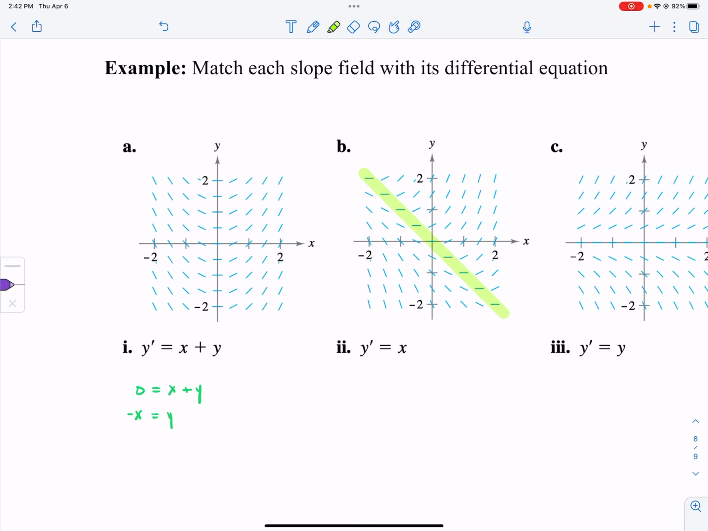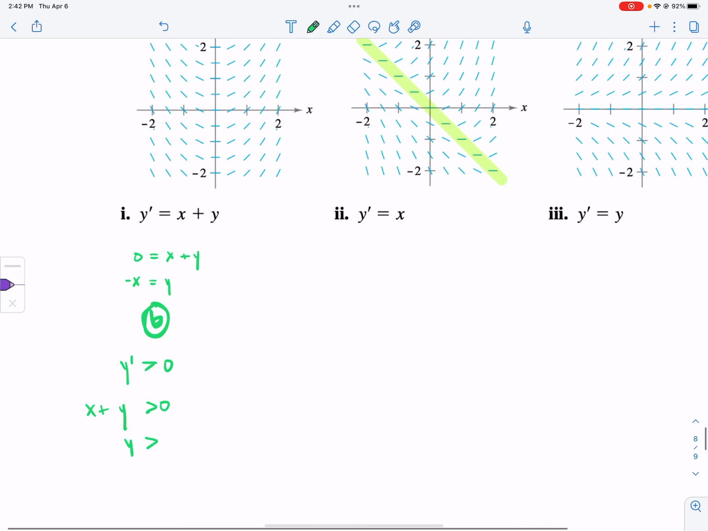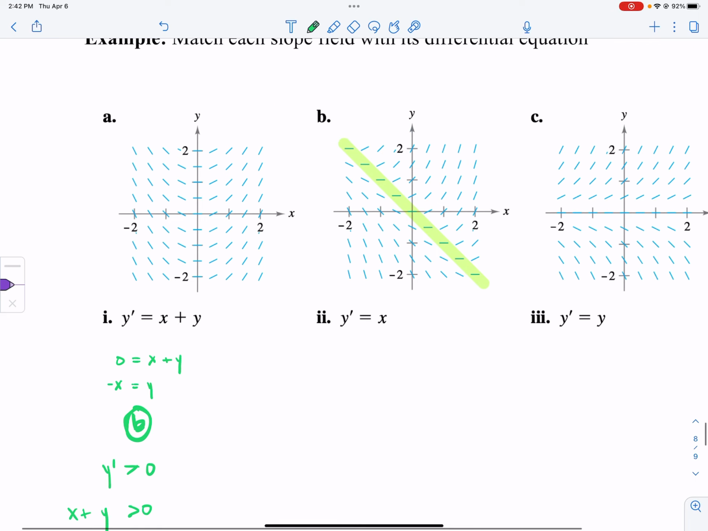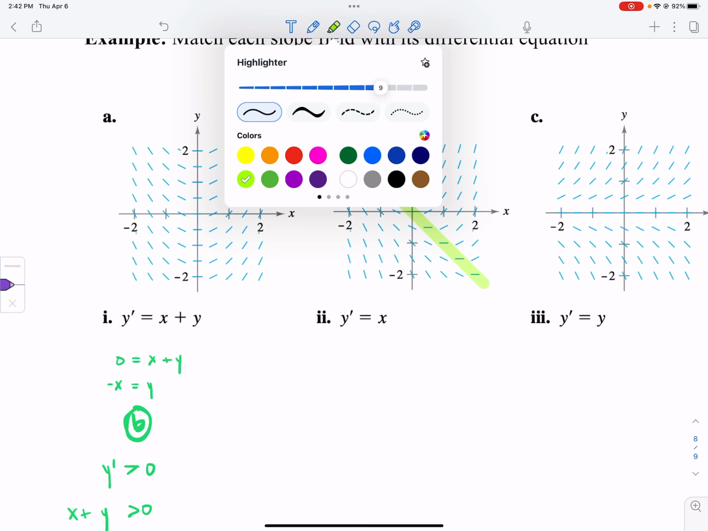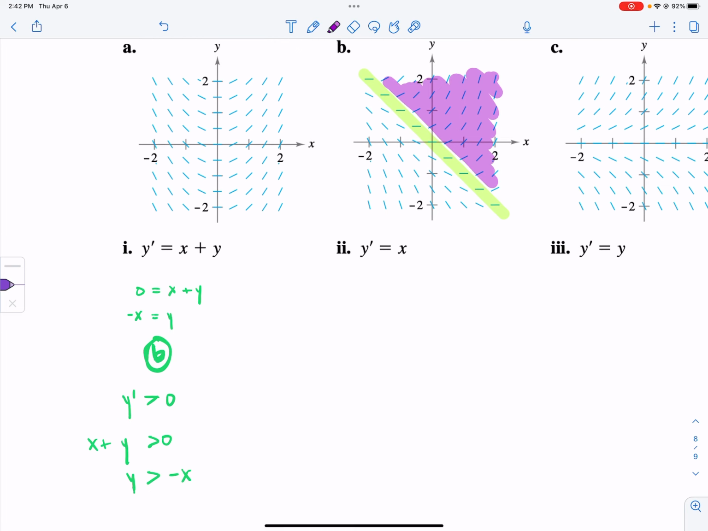So I matches with B, and you could go a step further. You could also ask, okay, where is y prime greater than 0? Or where is y prime less than 0? And then you go, okay, x plus y greater than 0. So when y is greater than negative x, that's where you would have positive sloping tangent lines, and look, that matches with B as well. So above the line y equals negative x.